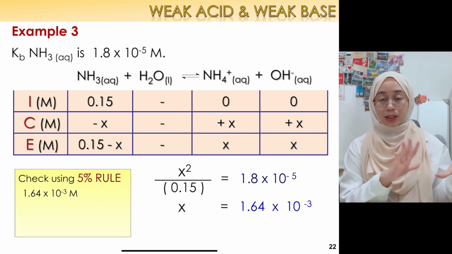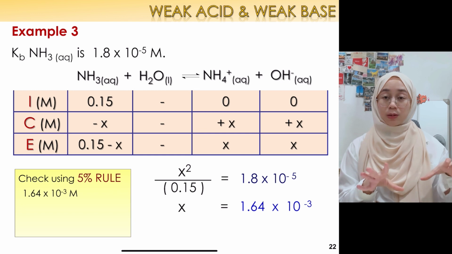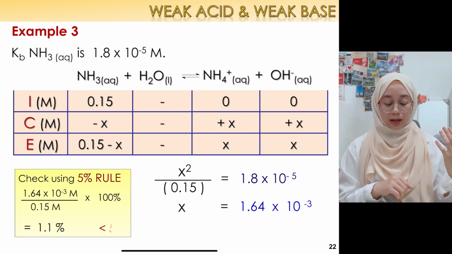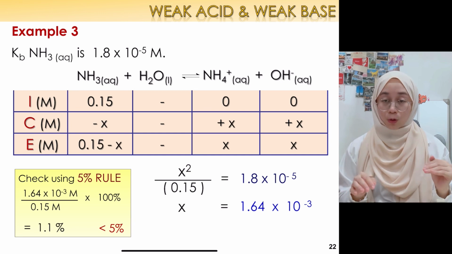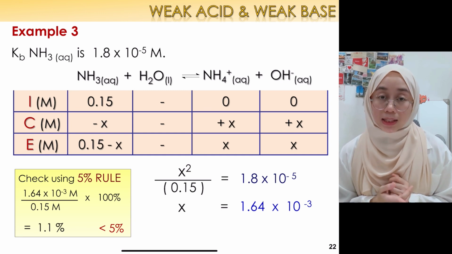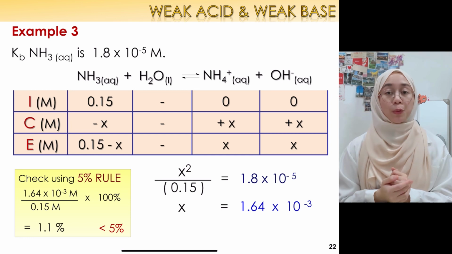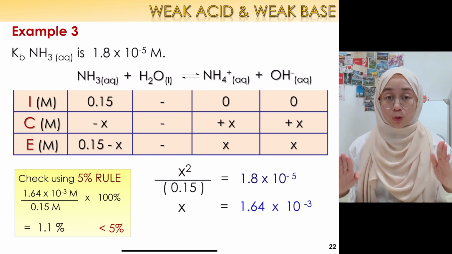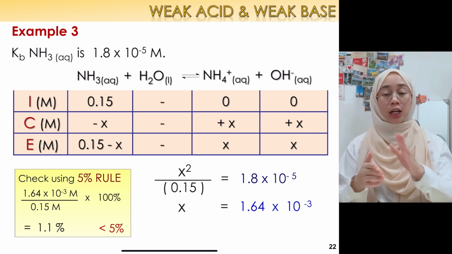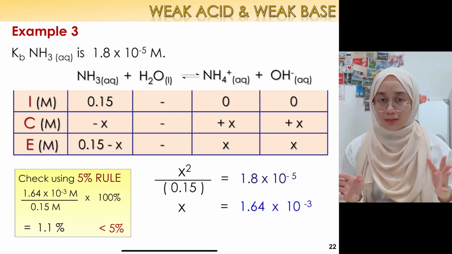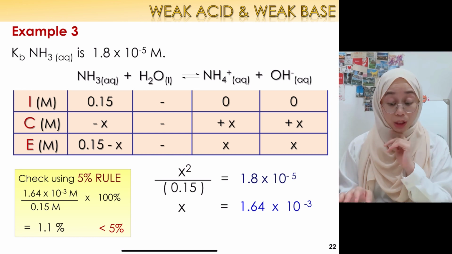So dekat sini Miss nak tunjuk je adakah 5% rule tu valid. So bila kita check, the value of alpha dia adalah less than 5%, so valid untuk kita assume tu tadi. Perlukah nak sentiasa check kalau kita guna assumption ni? Tak perlu. Okay, tak perlu pun tunjuk yang dia bawah 5% tu. Macam saya cakap tadi, kalau jumpa je exponent negative 5 and below, assume je, that will be easier. Tapi kalau tak nak assume pun tak apa.